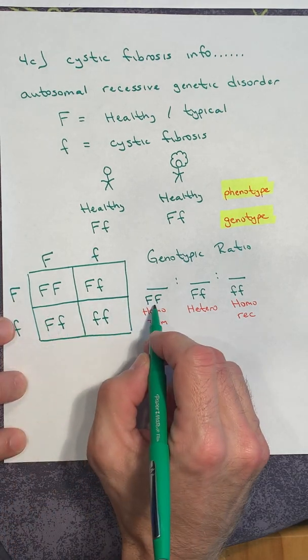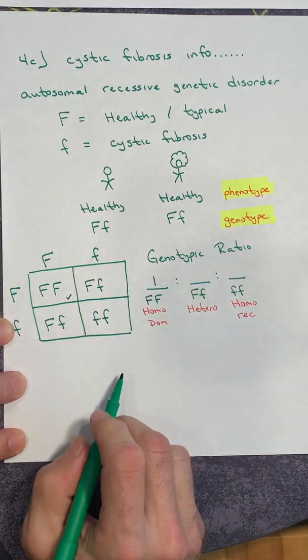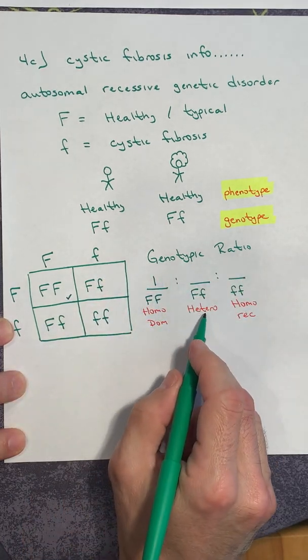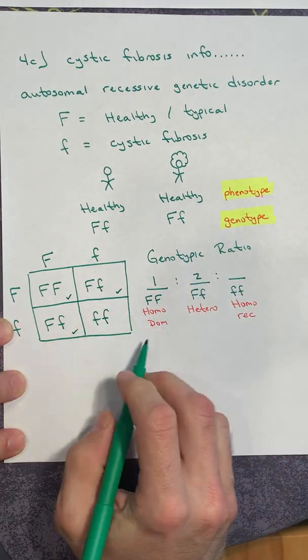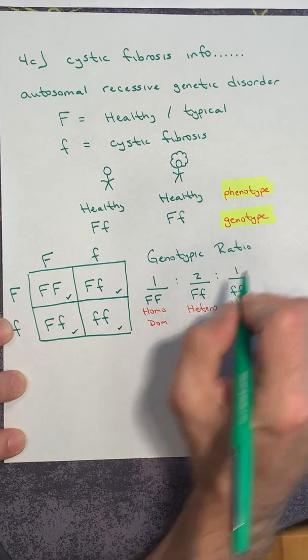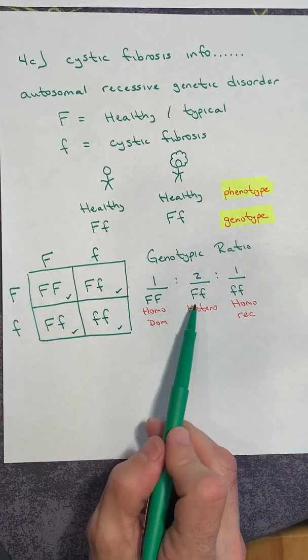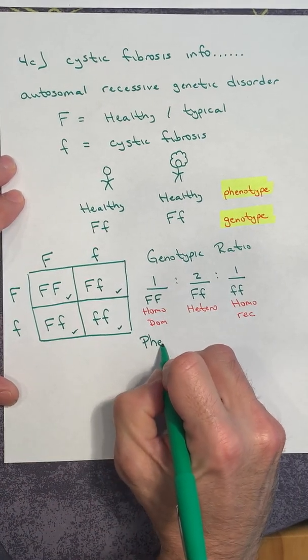All right, so let's see what we have. We have a big F, big F, we have one of those right there. I would suggest checking it off so you don't lose track. Then a heterozygote, we have two of those. We have one here and one here for 2. Then we have how many homozygous recessives? 1. So your genotypic ratio is 1 to 2 to 1. Cool.